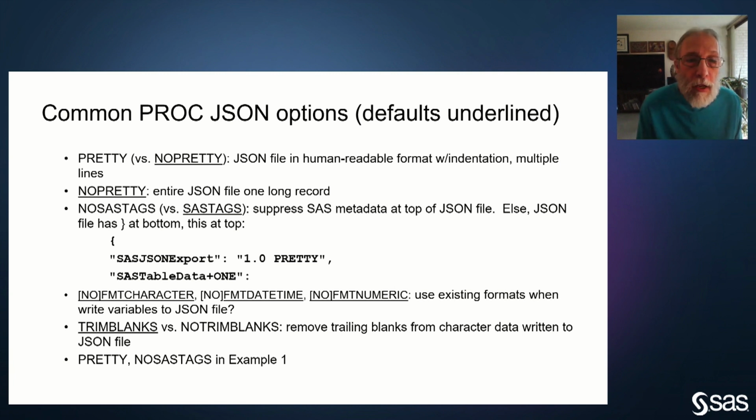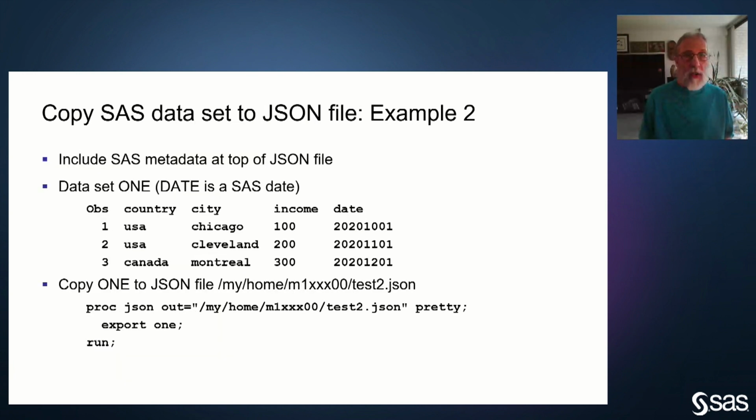The next 3, fmtcharacter, fmtdatetime, and fmtnumeric, determine whether or not we use existing formats when we write the data to the JSON file. And lastly, trimblanks, which is a default, means that we remove trailing blanks from character data when we write to JSON. And there are other options as well that are in the documentation. In that first example I showed you, I used pretty and nosastags. So now let's look at some alternate ways to write data that use different options instead. We're going to use the same dataset in all of these examples.